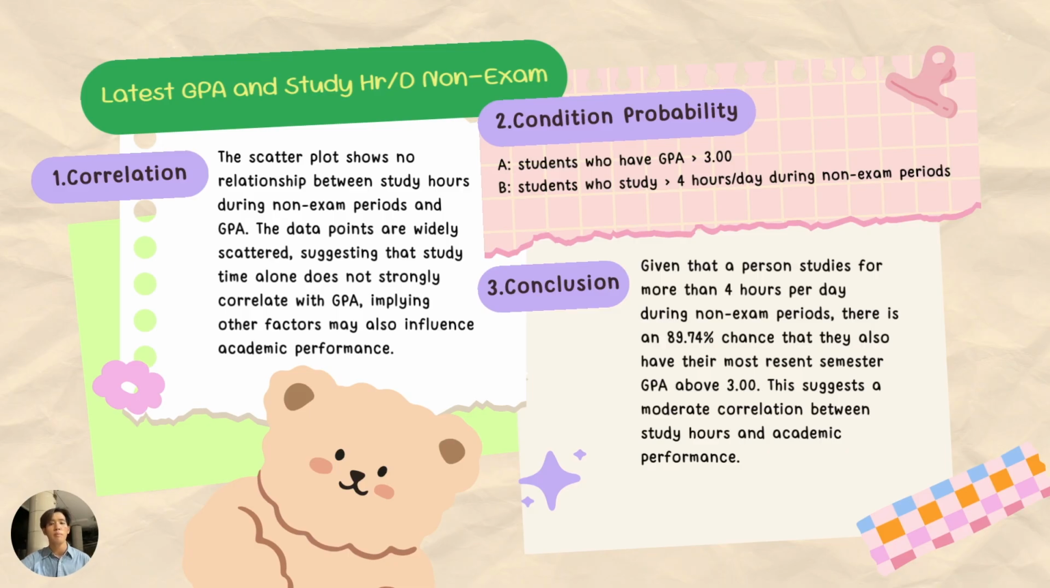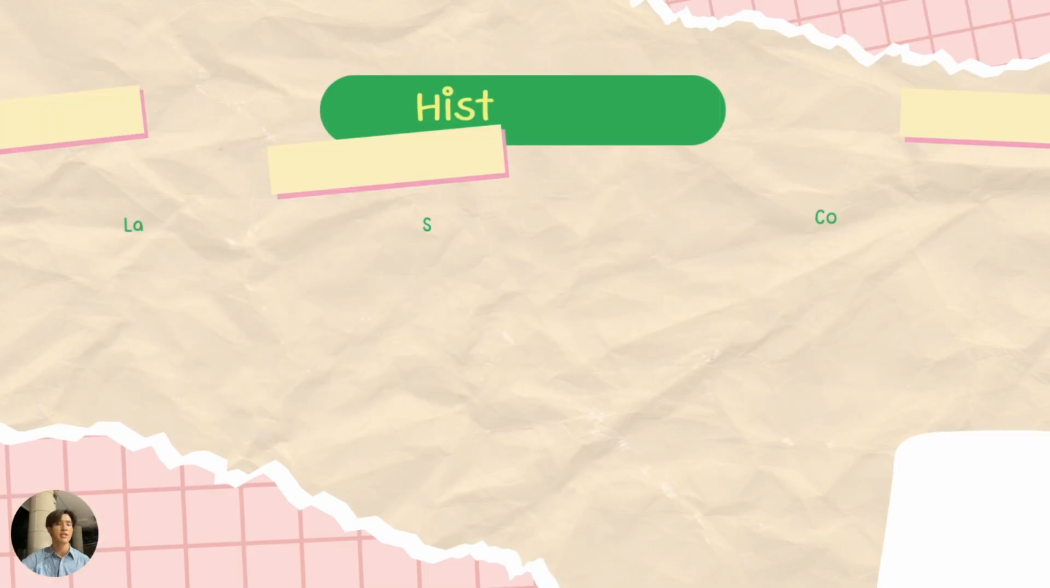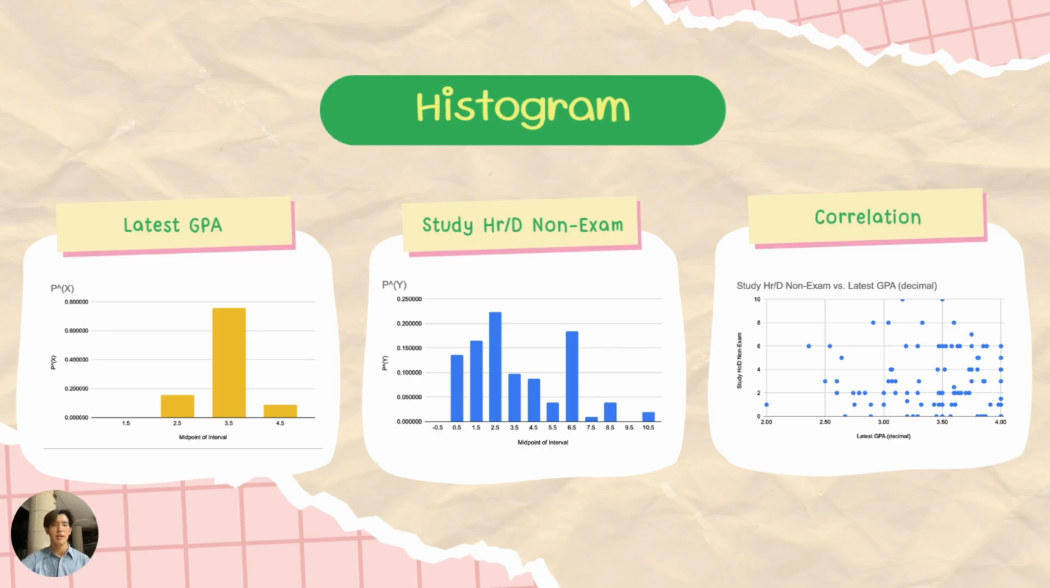For the conditional probability, we let A be the event that students have a GPA exceeding 3.0, and B be the event that students study for more than 4 hours a day during non-exam periods. Conclusion: we found that given that a person studies for more than 4 hours per day during non-exam periods, there is an 89.74% chance that they also have their most recent semester GPA above 3.0. This suggests a moderate correlation between study hours and academic performance, which contradicts the correlation that we found with the plot. This might happen because there may be many other factors involved.